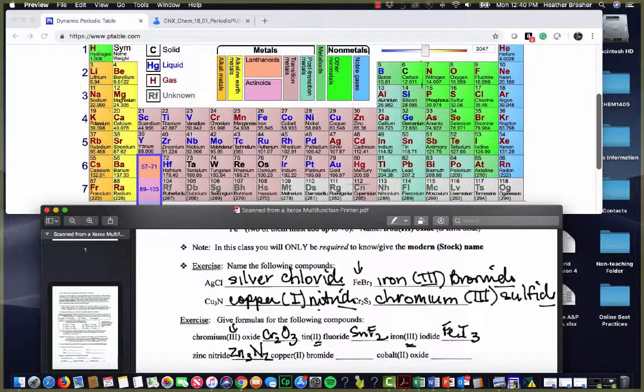Copper(II) bromide, copper it's 2. So you know it's +2. Bromide, -1 to make it neutral. So if you look, then you know that you need 2 of these.